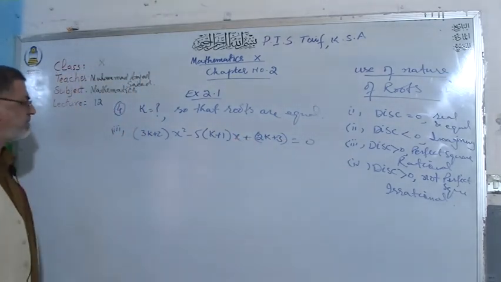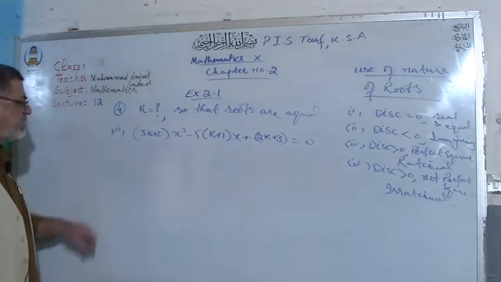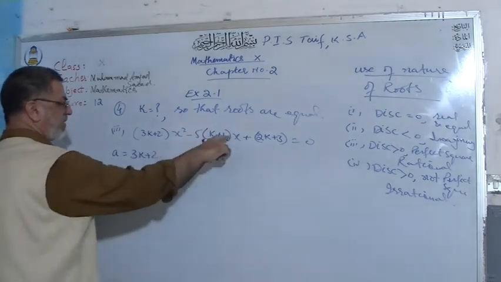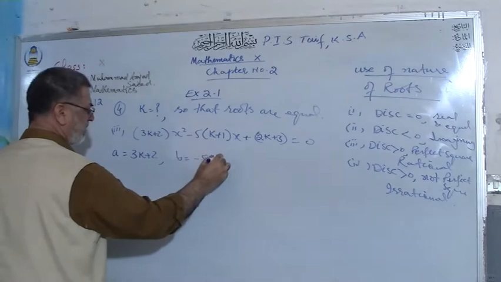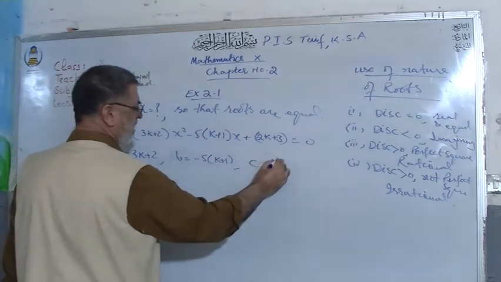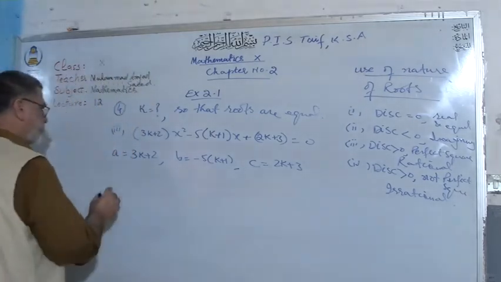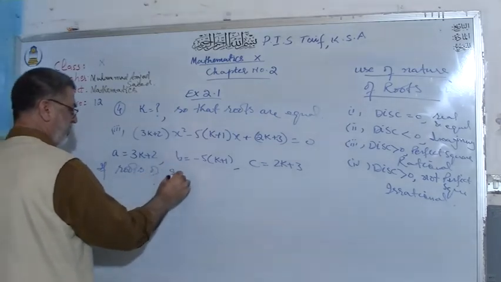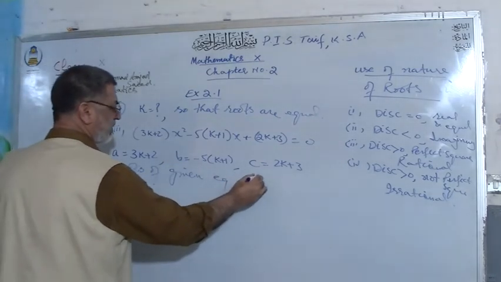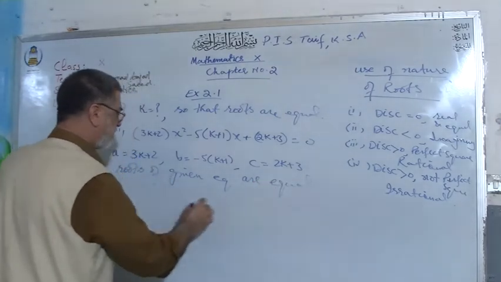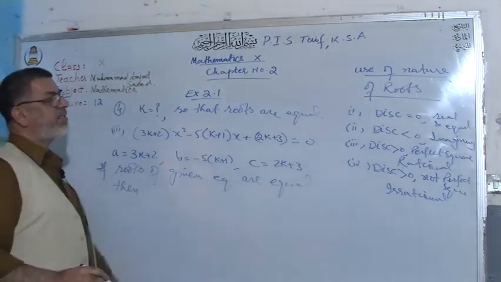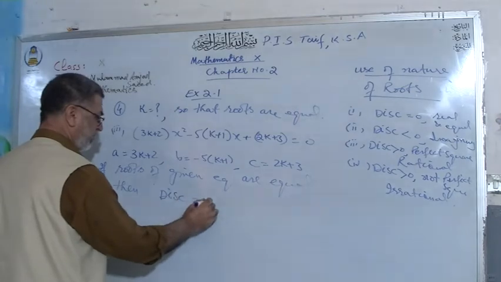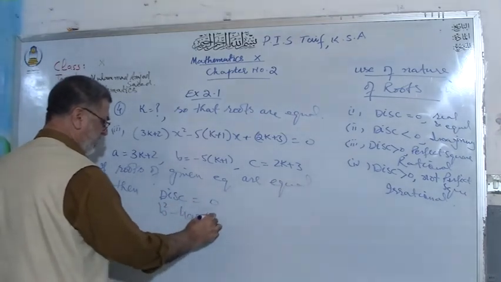Remember that the coefficient of x square is a, 3k plus 2. The coefficient of x is b, minus 5 into k plus 1, and c is the constant 2k plus 3. If the roots of the given equation are equal, then we will use that result. This must be equal to 0, that is b square minus 4ac is equal to 0.